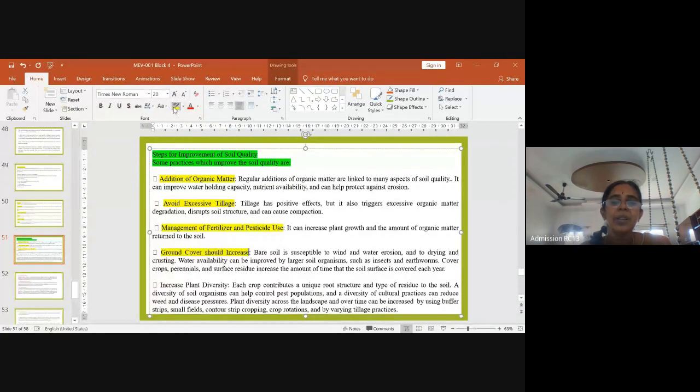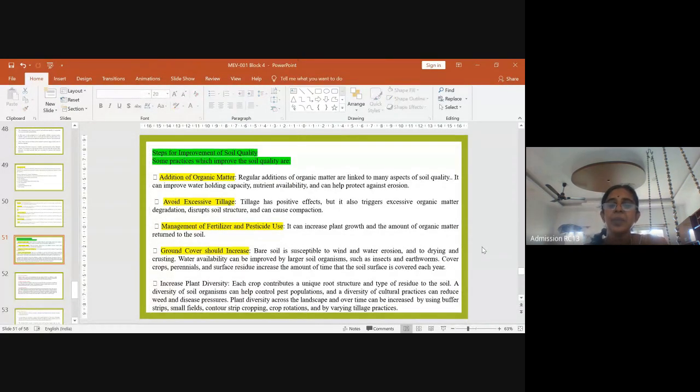And ground cover increase. Ground cover means the bare soil. When the soil is free from any growth of plants, it is susceptible to erosion either by wind or water, and it causes drying and crusting. So water availability can be improved by the soil organisms, especially the insects and the earthworms. The cover crops means the crops which cover the soil surface. Perennials and surface residue increase the amount of time that the soil surface is covered each year.